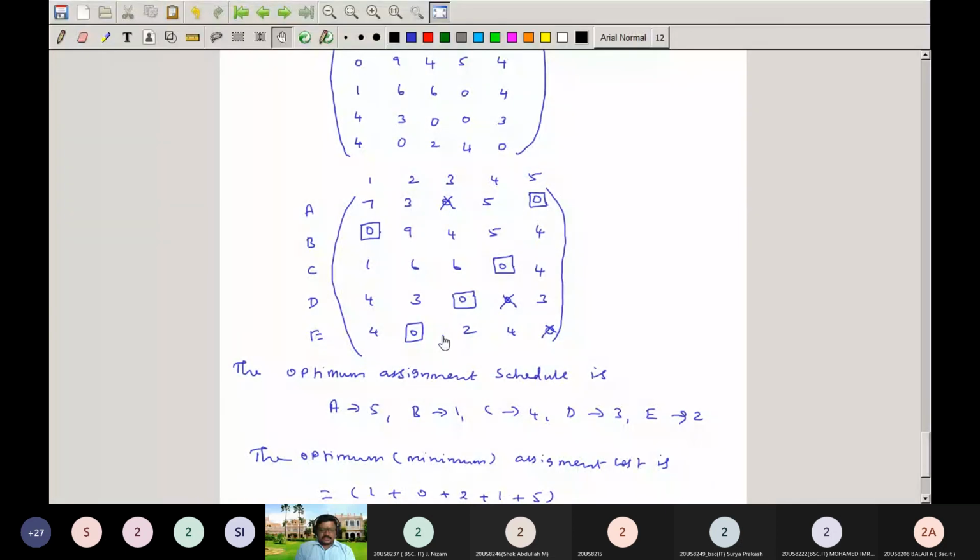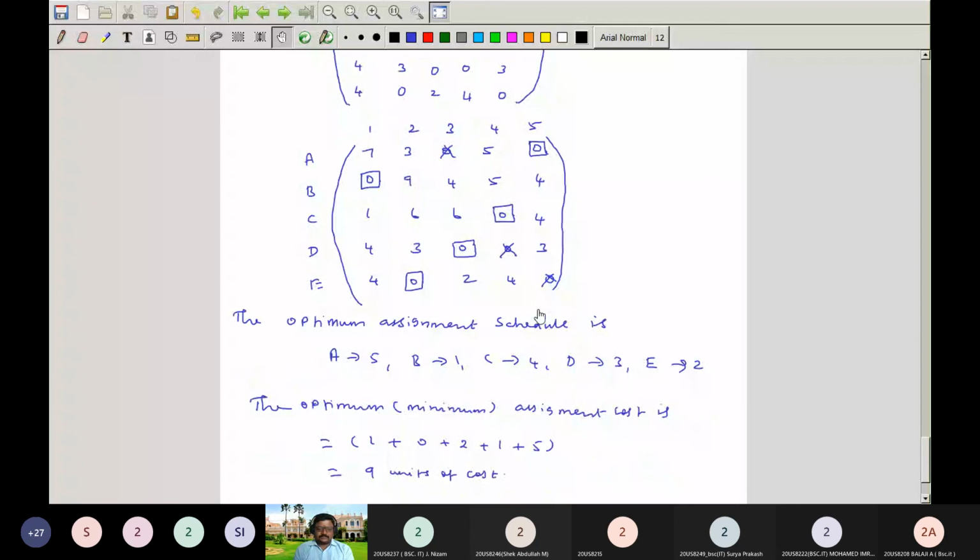Each row, each column is assigned a single 0. So we completed assigning a single 0 to each row and each column. So the optimum schedule is A to 5: person A is assigned job 5. B person assigned job 1. C person assigned job 4. D person assigned job 3. E assigned 2. So the optimum minimum cost is 9 units.